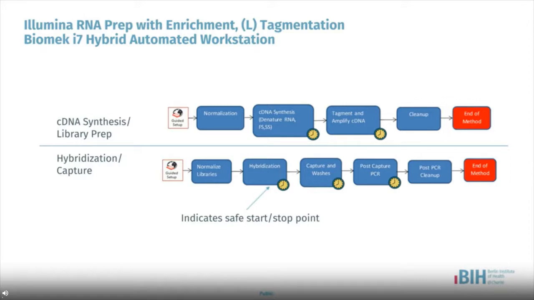The method itself is divided into 2 separate workflows, cDNA synthesis and library prep on the top, and then hybridization and capture enrichment on the bottom. The method is written to allow users to select their given start and stop points, and these start and stop points coincide with Illumina's published safe stop points and are represented by a yellow clock on the bottom right-hand corner.